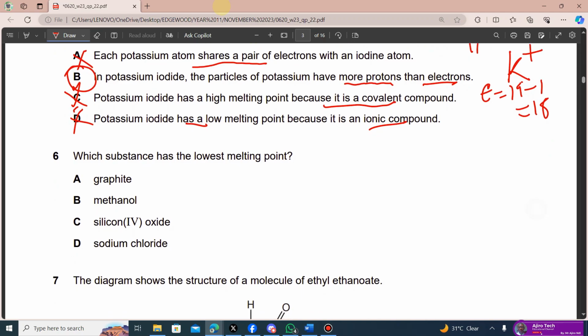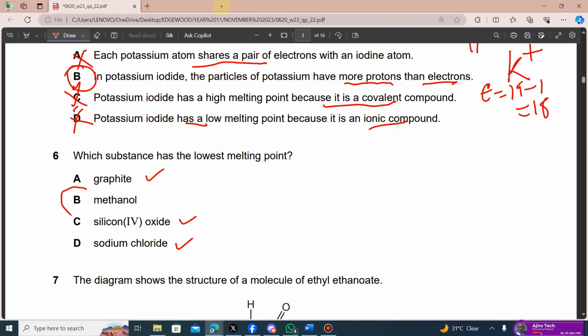Which substance has the lowest melting point? Let's pick them one after the other. Graphite is a giant covalent compound, so it should have a high melting point. Silicon dioxide is equally a giant covalent compound, so a high melting point is one of the properties they have. This is a simple ionic compound, so you should have a high melting point equally.